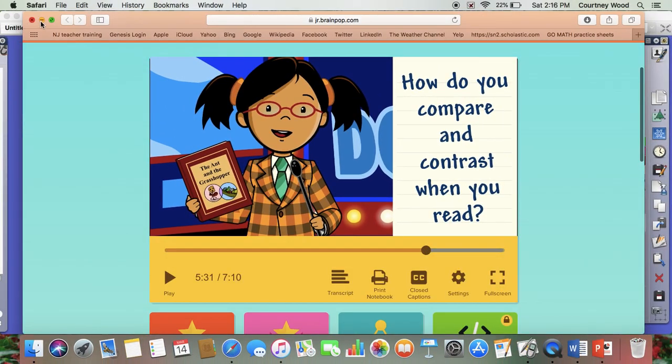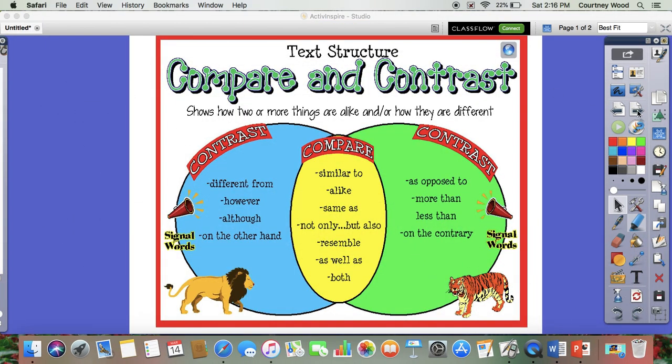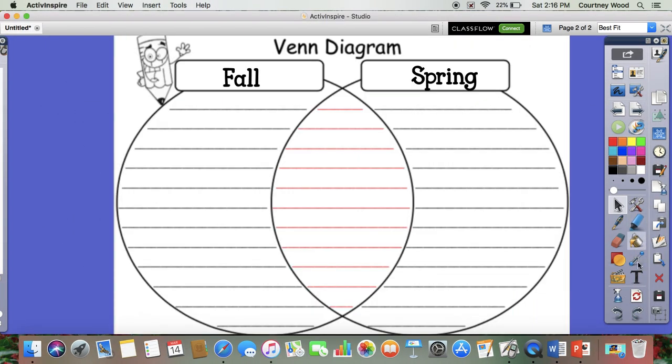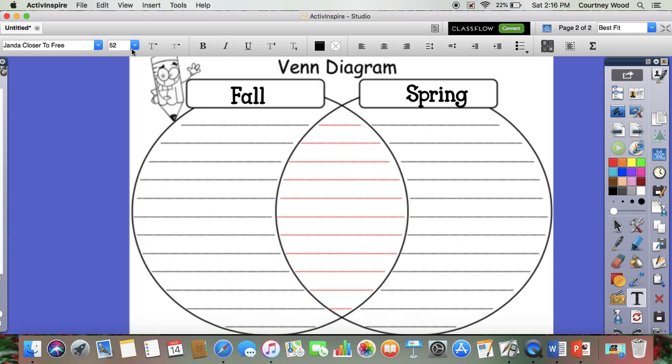I'm going to stop right there because this week we're not focusing on comparing and contrasting in reading. It's going to be writing. So if you look at these, fall and spring, let's think of something on how they're the same. Well, I know fall and spring are both seasons. How else are they the same? They both have weather.